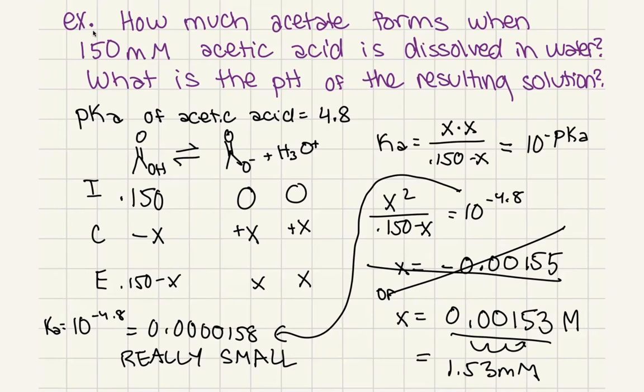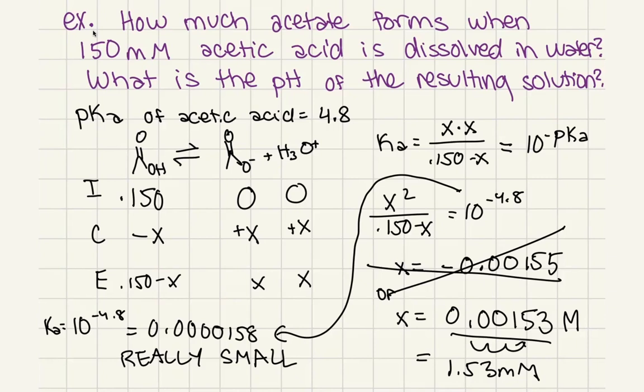And so if we compare our concentration of our acetate, 1.53 millimolar, to our concentration of our acetic acid, 150 millimolar, we can see that, yes, this is a lot smaller. This makes sense. We're about 100 times smaller, 100 times less of our base. So this is all making sense. But we're not done with the problem. We still have the extra question of what is the pH of the resulting solution?